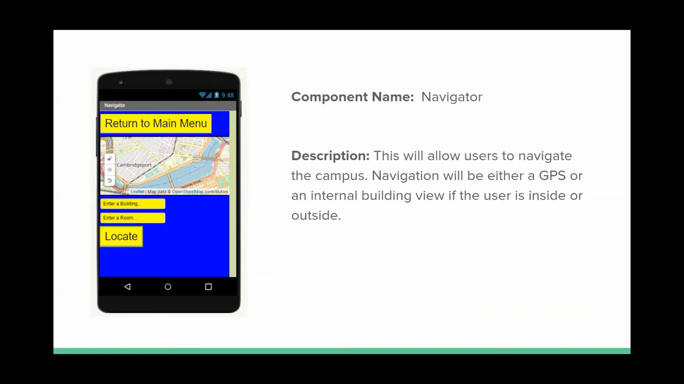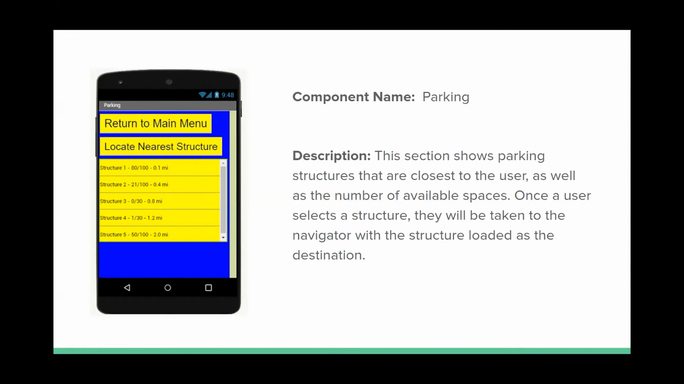For the actual components, the first one would be the navigator, and this will allow users to get around the campus. For any of the 3 campuses, they can enter a building and a room number, and it will take them directly there. The next component is parking, and it will locate the nearest parking structure, and it'll be integrated with the previous navigational part of the app.